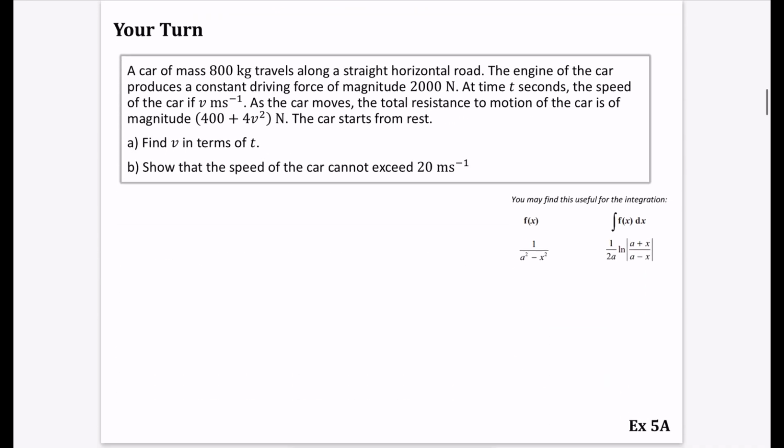Now, the one that I would like you to have a go at is this one here about a car. So when you read through this, you just need to be a bit more careful about setting up the diagram that you have to begin with so that it definitely works out exactly how you'd like it to. So just pause the video and have a go at this one.